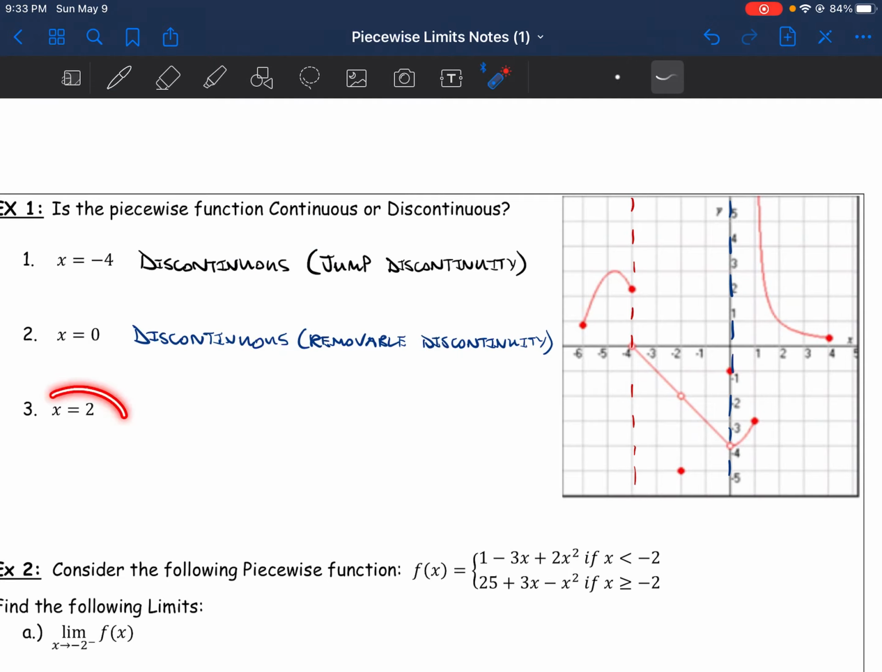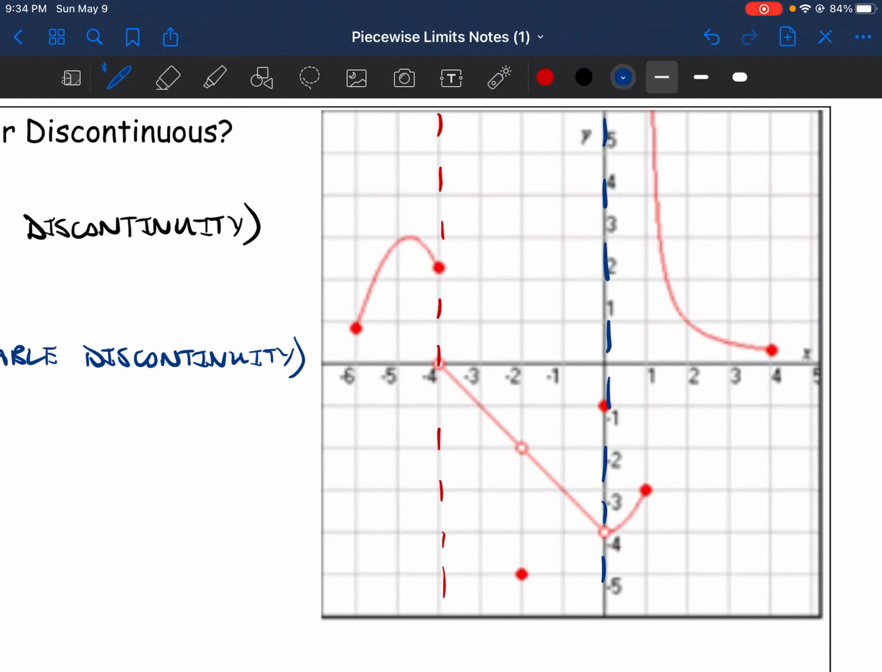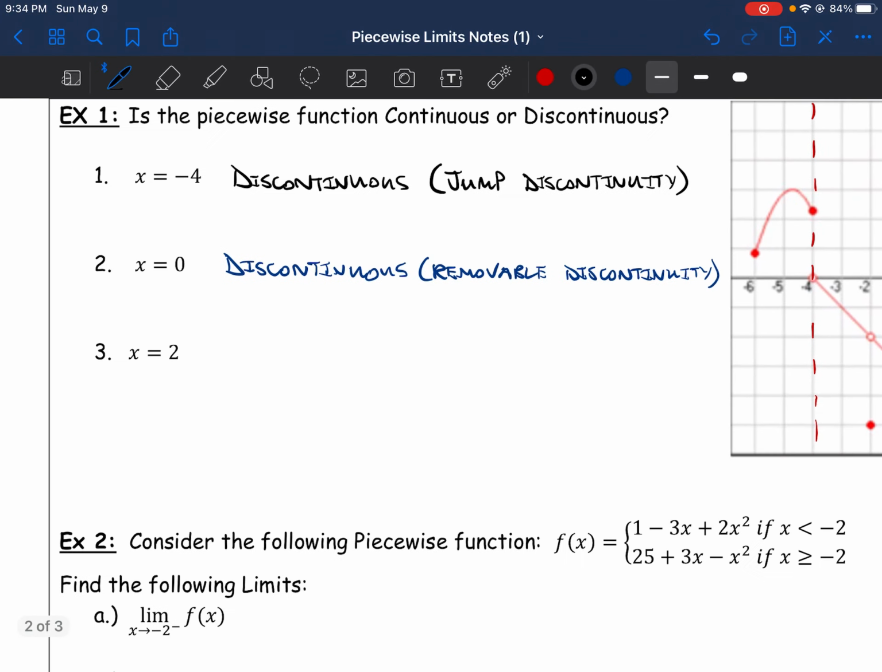All right, the last point we're going to look at is x equals positive 2. And again, let me put a little dashed line to show us where we're looking. So we're looking right here. And notice as I trace the curve, well, it's just one smooth, continuous curve. I never have to lift up my pencil as I pass through x equals 2. So that part of the curve at x equals 2 is continuous.